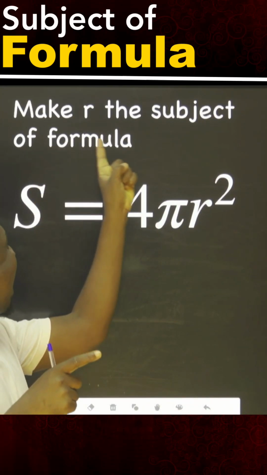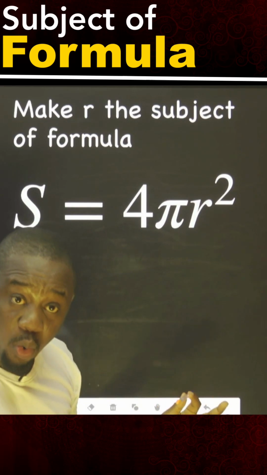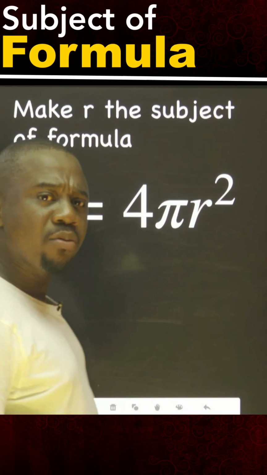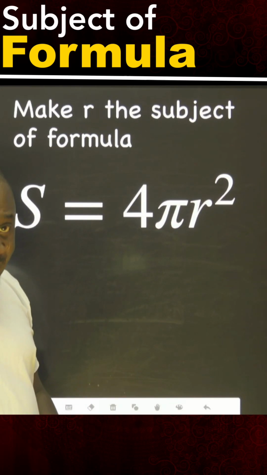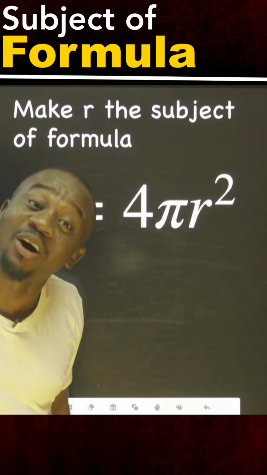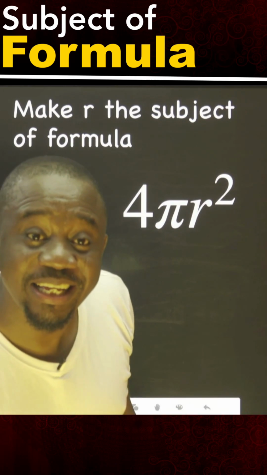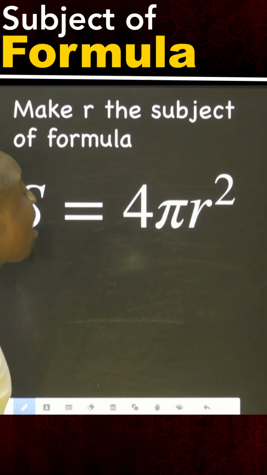Make R the subject of formula. How do we make R the subject of formula? Currently, S is the subject of formula. R also wants to be the subject of formula. He wants to also be the king. Look for R.